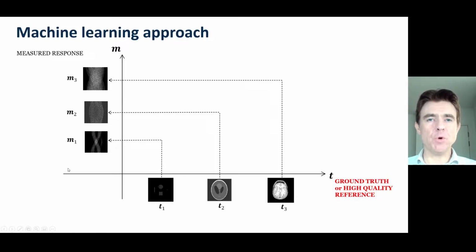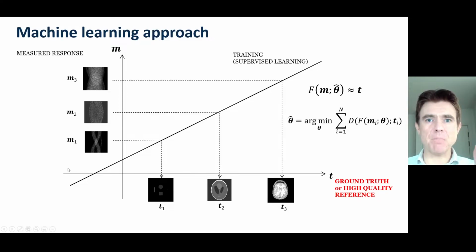Now with machine learning, what we're going to do is try and find a mapping or a link, an operator that will take us from the measured data back to the ground truth. So what we're trying to do then is find a mapping, an operator F, which when operating on a given measured data set M, and the operator is going to be parameterized by some vector of parameters theta hat. What we need is some mapping that when you supply it with measured data will give us an estimate of what the underlying ground truth was.